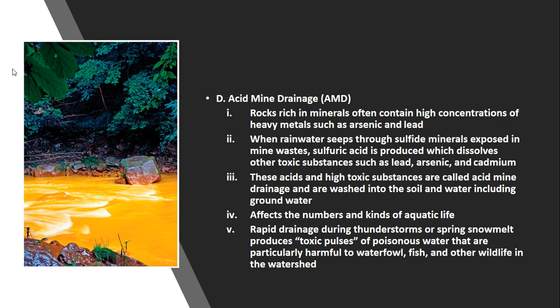And even though it might affect the ecosystem in that short period of time, you can actually continue to see this affect the ecosystem years later. Because during things like thunderstorms or lots and lots of spring snow melt, it can create these things called toxic pulses, where the water found underground still contains a lot of those toxins or acidity, and once again impacts the wildlife in that watershed.